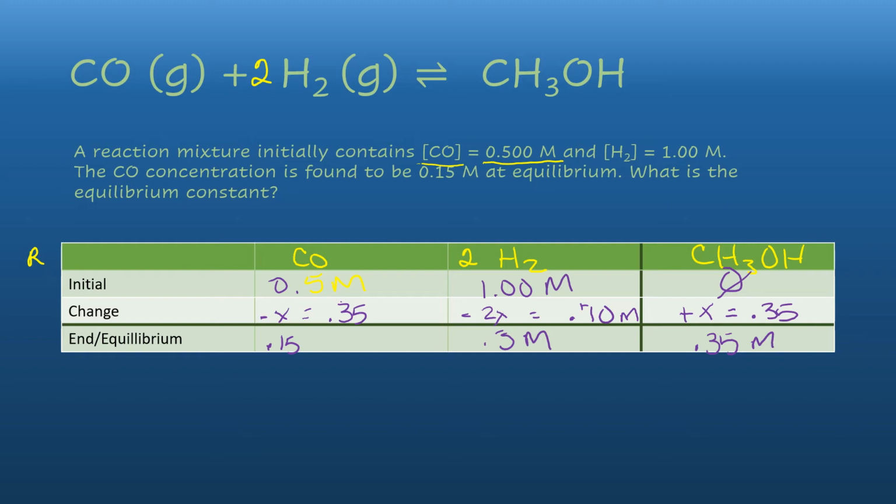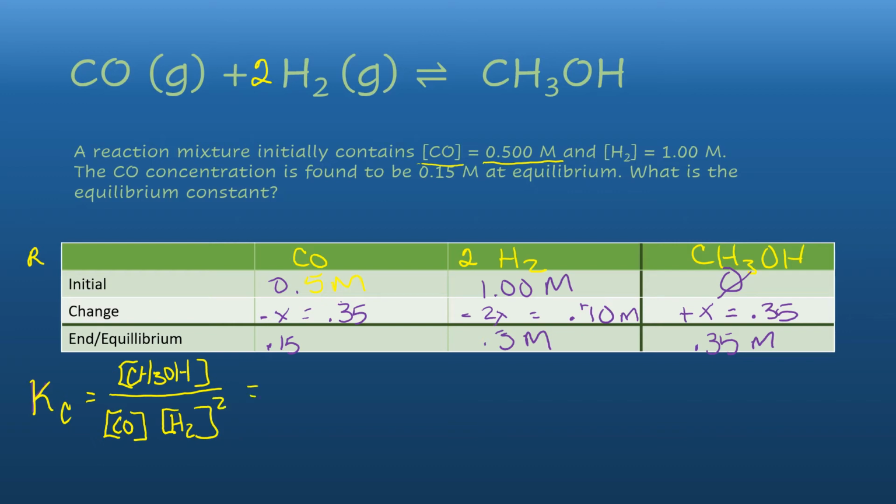So now what we need to do is set up our formula. So Kc, we'll go back to the yellow. Kc is equal to the concentration of CH3OH at equilibrium divided by the concentration of CO and the concentration of H2 to the second.